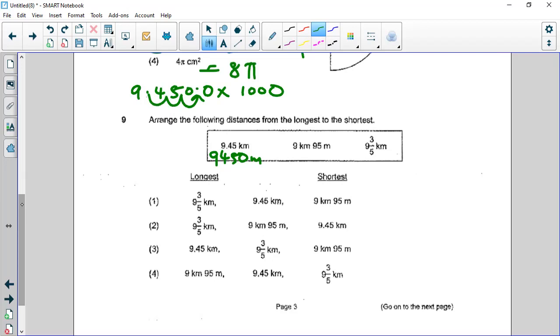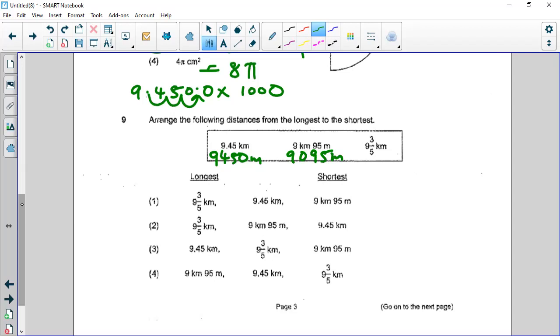Okay, so this is how you change into whole number, shifting the decimal point. Okay, how about 9 kilometer and 95 meter, which is 9,095 meters. 9 kilometer is 9,000 plus 95. So you get 9,095. How about the other one?